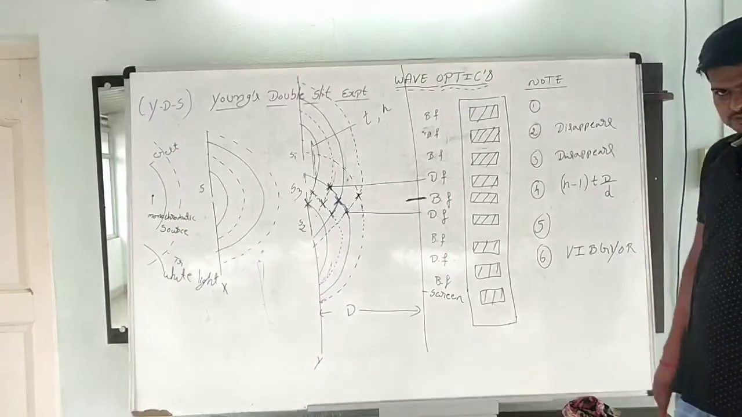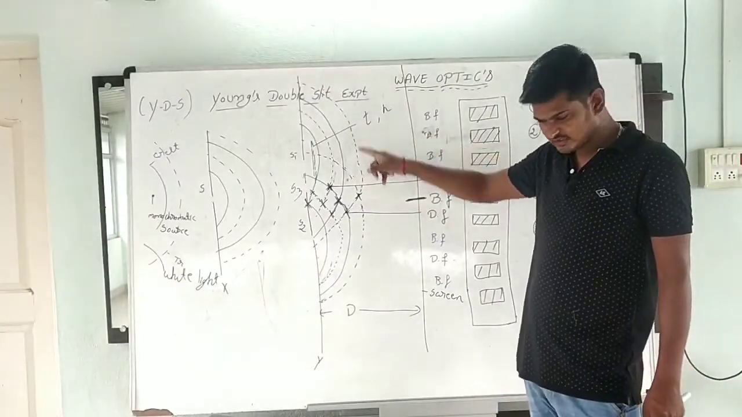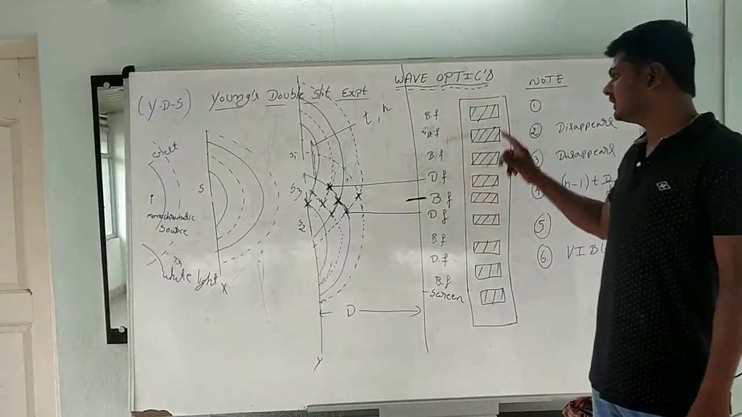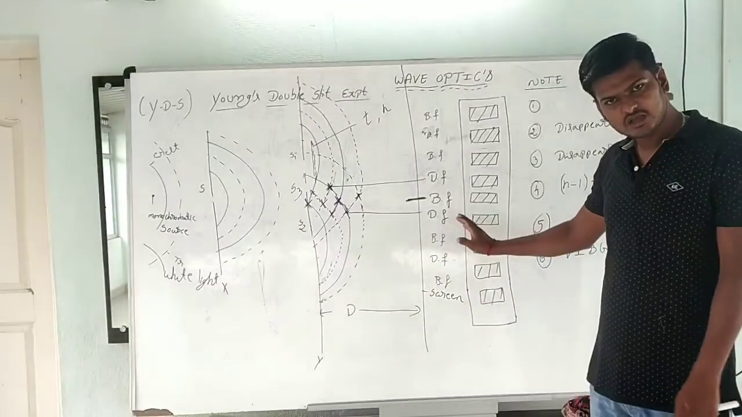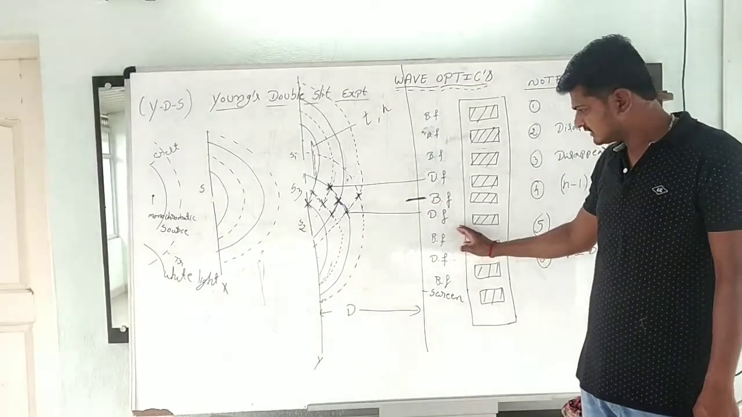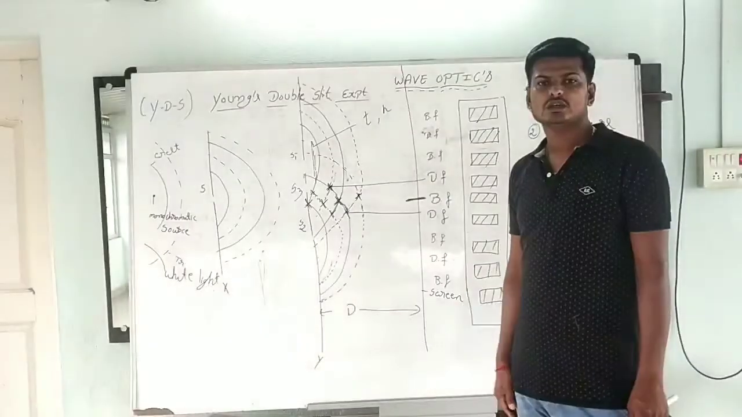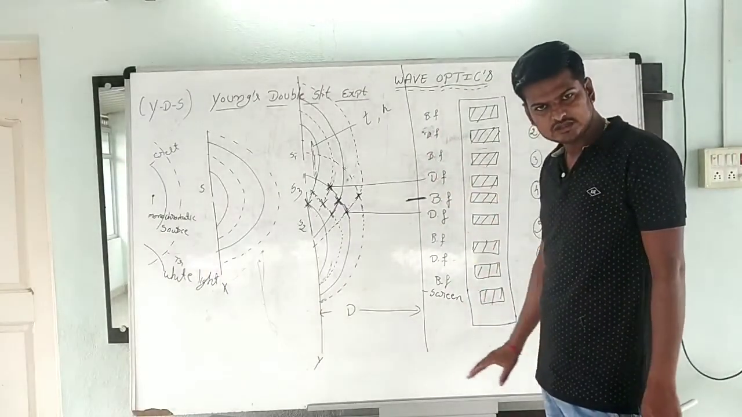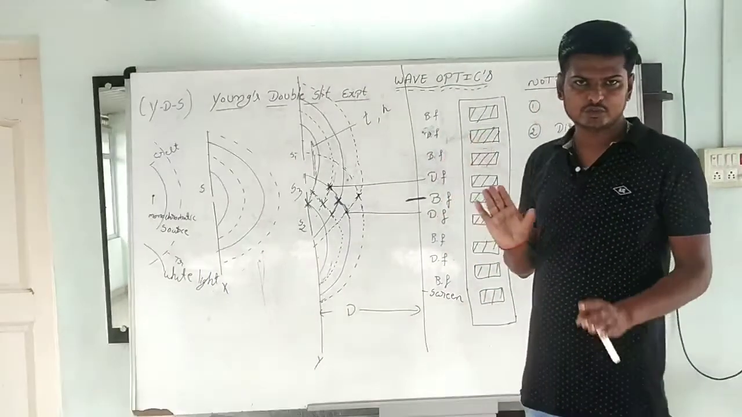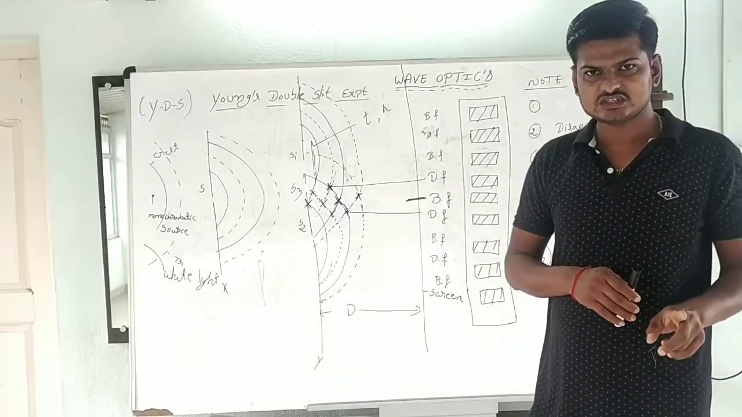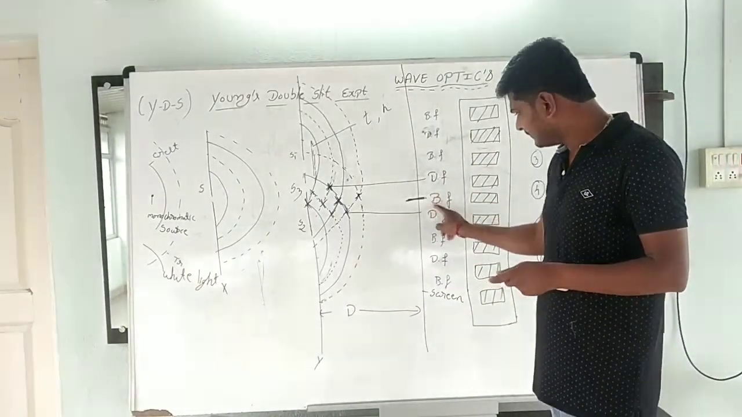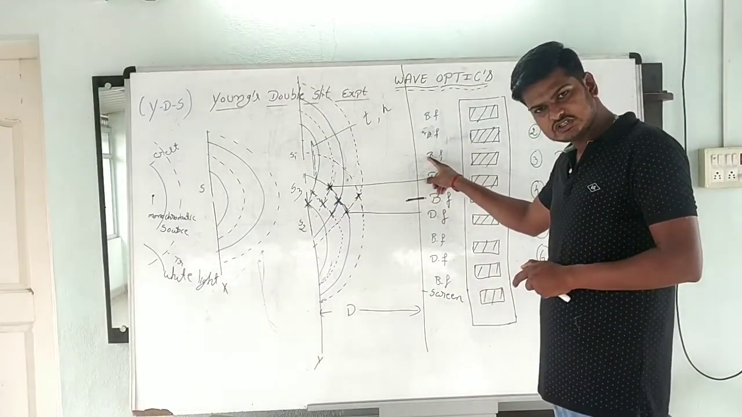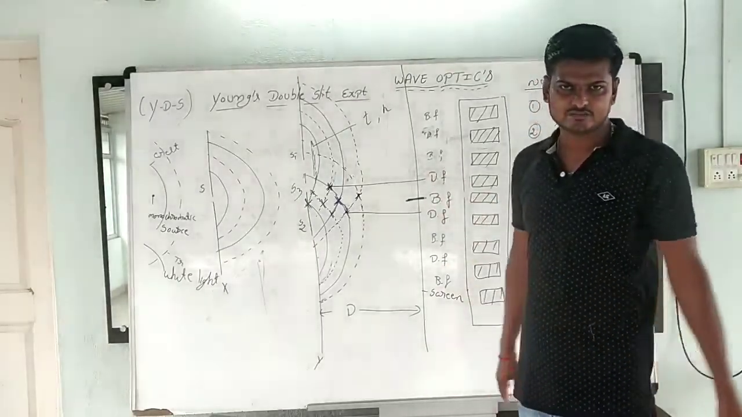In Young's double slit experiment, the spherical wavefronts from S1 and S2 interfere, and we will get alternate bright and dark fringes on the screen. All the fringes have the same intensity and the same fringe width. Where crest and crest or trough and trough interfere, we will get a bright fringe. Where trough and crest or crest and trough interfere, we will get the dark fringes. Clear?